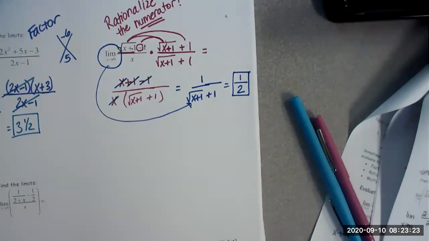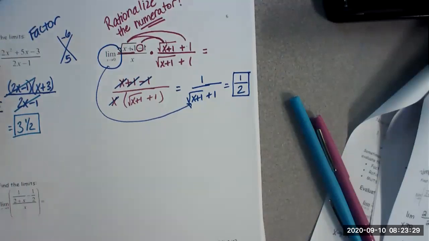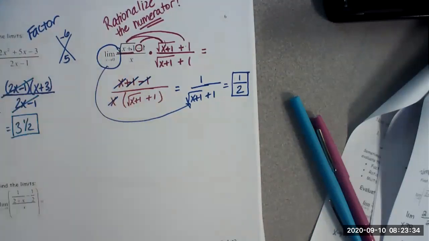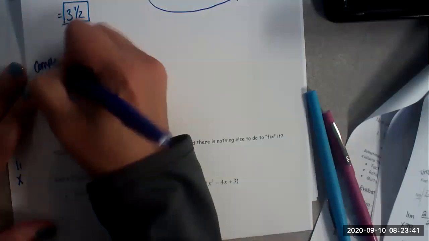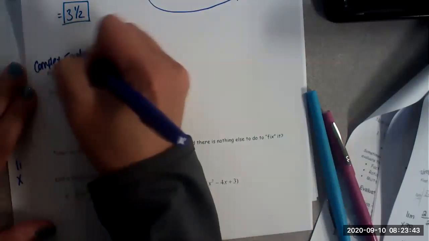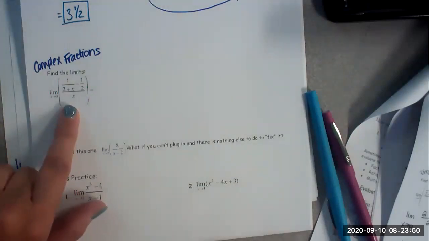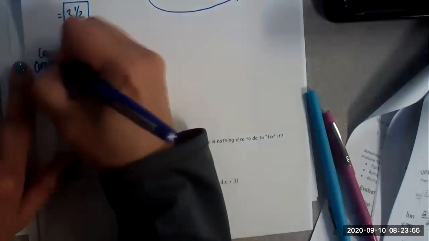So always try to plug it in first. That's the easiest thing. If that doesn't work, you check to see if it's factorable. If that doesn't work and it has a root in it, you've got to do this, okay? And then we have the third type that we're about to do, which is complex fractions. So these are kind of easy to tell apart. Does that look like something you could factor? No. Does it have a square root in it? No. That means that you can't do either of those other two things. And what you have to do is get a common denominator.